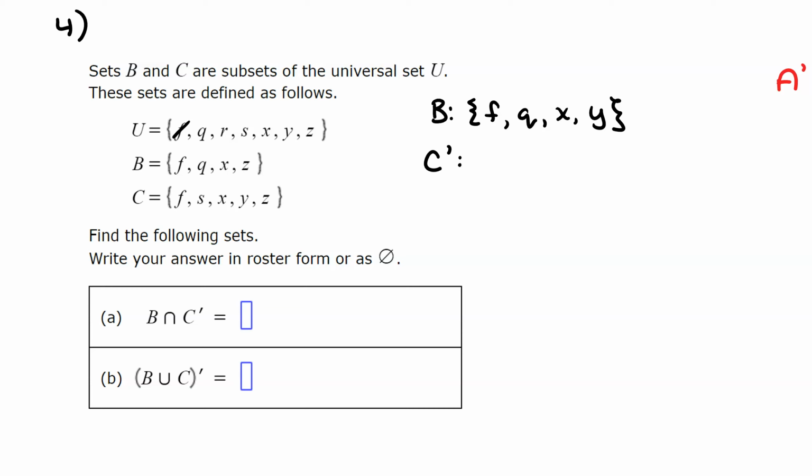So F's not part of the answer. In the set C, I've got an S. So S is not part of the answer. I've got an X. So X is not part of the answer. I've got Y. So Y is not part of the answer. And then I've got a Z. So Z is not part of the answer. So you notice I'm going over the universal set and I'm crossing out all the things that C has. Everything that's not crossed out is the complement. So Q and R.